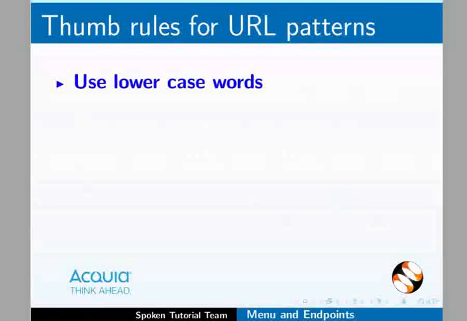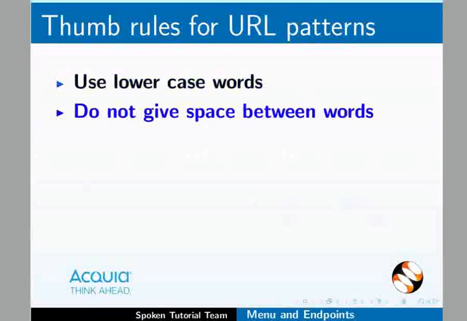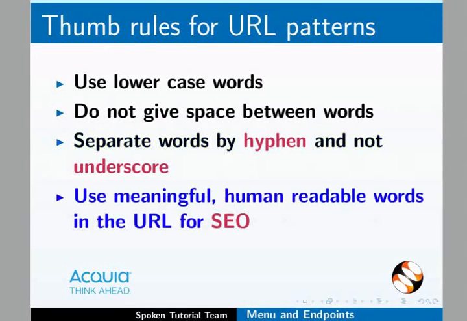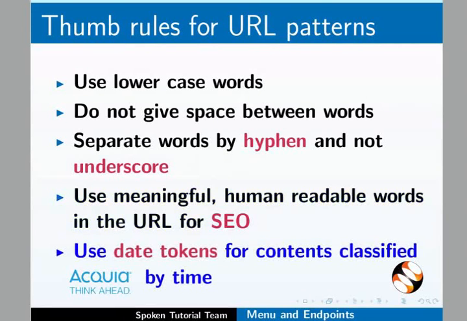Use lowercase words. Do not give space between words. Separate words by hyphen and not underscore. Use meaningful, human-readable words in the URL for search engine optimization (SEO). Use date tokens for contents classified by time.